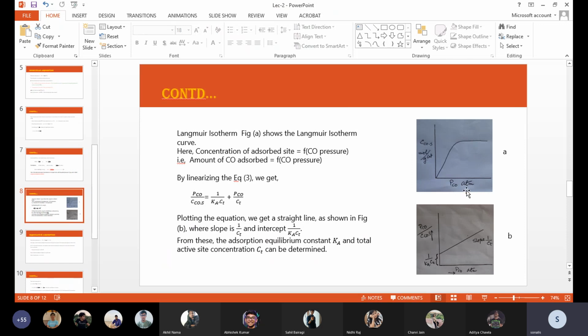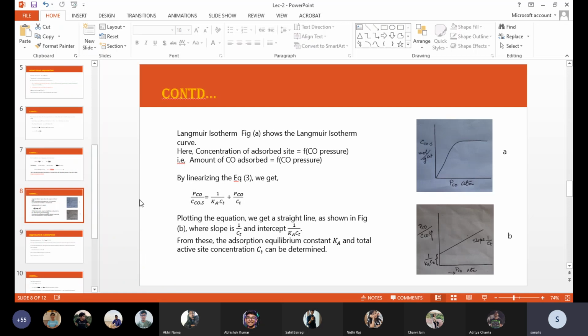where PCO is the partial pressure of carbon monoxide and CCOS is the adsorbed site concentration, or occupied site concentration, in moles per gram of catalyst. If we follow the equation, we will get this type of curve. Here the concentration of adsorbed sites is a function of carbon monoxide partial pressure. CCOS is a function of PCO. The amount of carbon monoxide adsorbed is a function of carbon monoxide pressure.